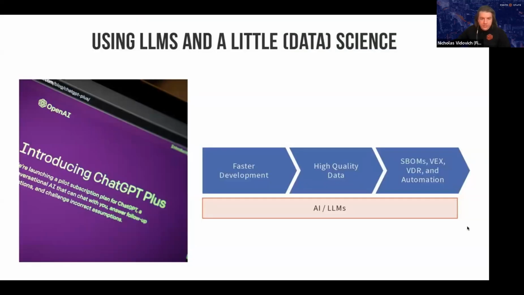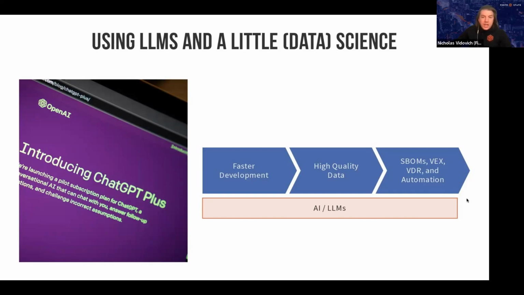So, all right, finally, we're getting to the big headline: using large language models and, a little, I put data science here in parentheses. Again, we're focusing on these areas where we want to get into faster development, developing high quality data and intelligence sources, and then ultimately using SBOMs and VEX and VDR and automation to be able to communicate these things at scale. So we're going to dive into a very specific use case here.